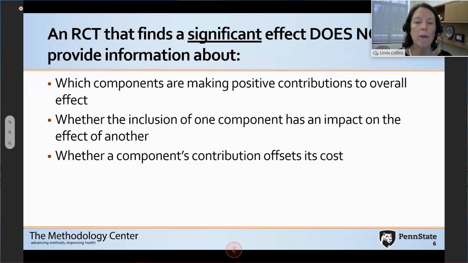And you don't know whether a component's contribution offsets its cost. Many interventions are made up of components that vary widely in cost. And for the more expensive ones, you might want to know that those more expensive ones are having a correspondingly larger effect, that they're pulling their weight corresponding to what they cost. One example of this, I think, is motivational interviewing. This is, I see, increasingly popular among intervention scientists that I work with.